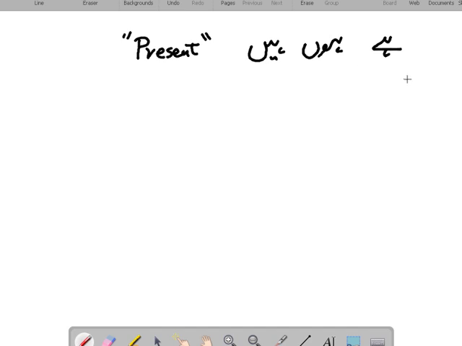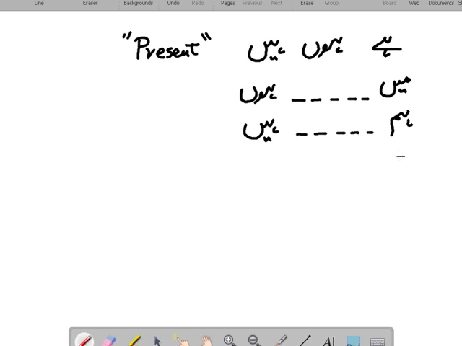For example, when we are making the sentence using I or main, so in the end we will use main hoon, and then the remaining part of the sentence we will write in between. Hum, mean we, hain, and remaining part we will write in between. Aap, you.